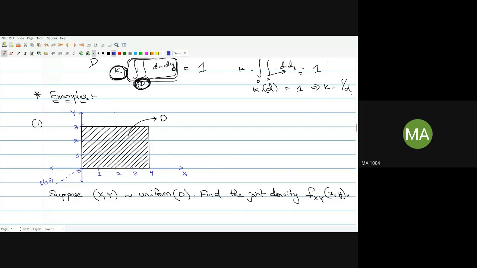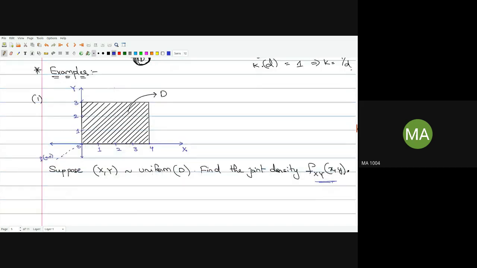And whatever we are seeing is the top view. So how this x and y are jointly connected. So jointly distributed. So this is a very simple example. Suppose x and y are uniform in this region D. What I want is the joint density function. So what will be the joint density function?